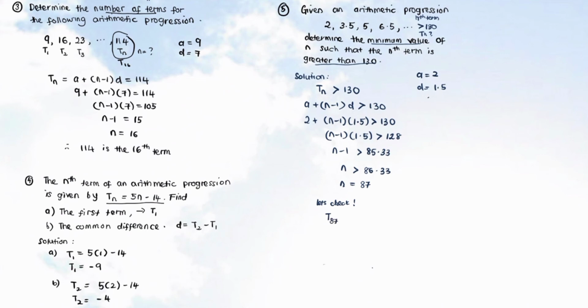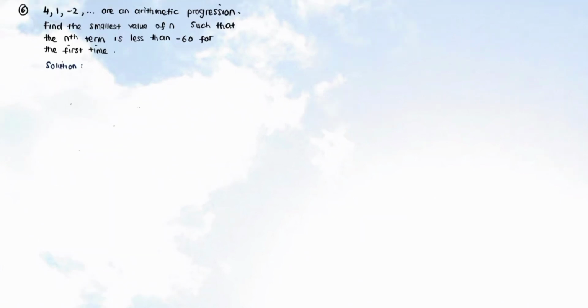Let's check the answer. Do you still remember the formula? Tn is equal to a plus (n minus 1)d. So T87 equal to 2 plus 86 times 1.5 is equal to 131, greater than 130.